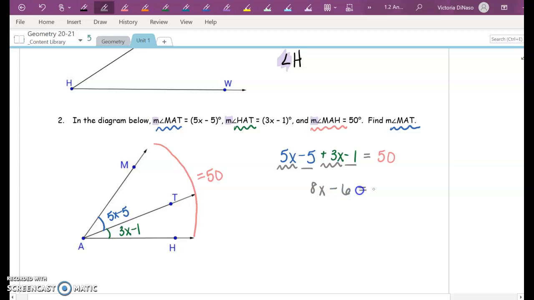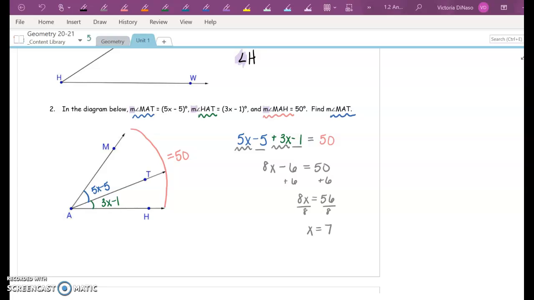So we have 8x minus 6 equals 50. I'm going to go ahead and add 6 to each side. So we have 8x equals 56. Divide each side by 8. And we get that x equals 7.